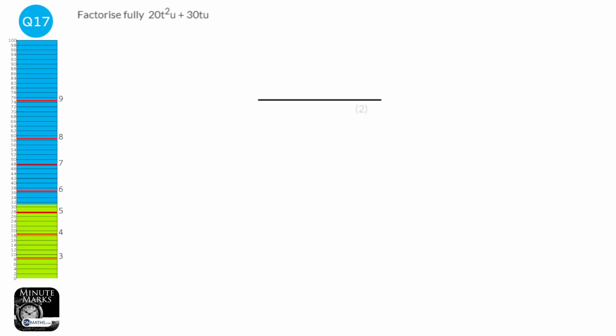So factorise means to put it into a bracket. And it looks like it's a quadratic here, but it's actually just a linear factorising because we don't have a number term. So we're going to just use one bracket for this.